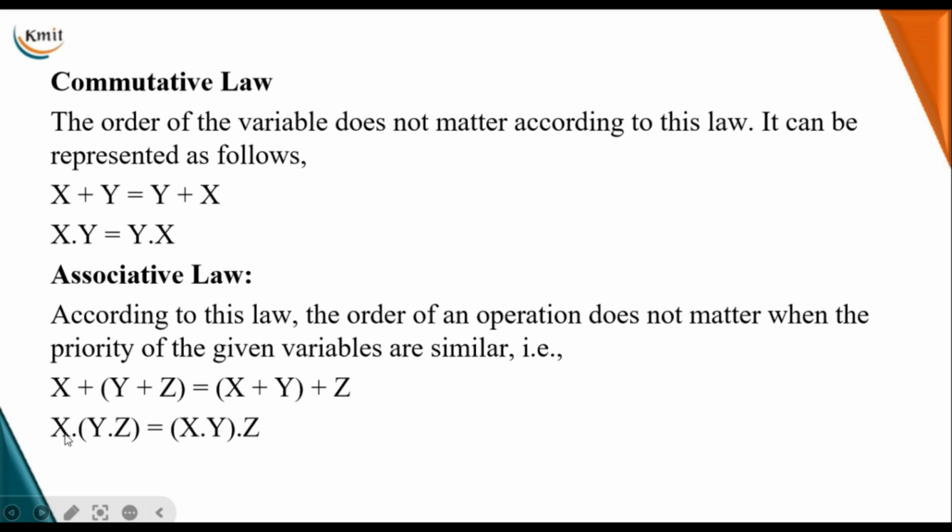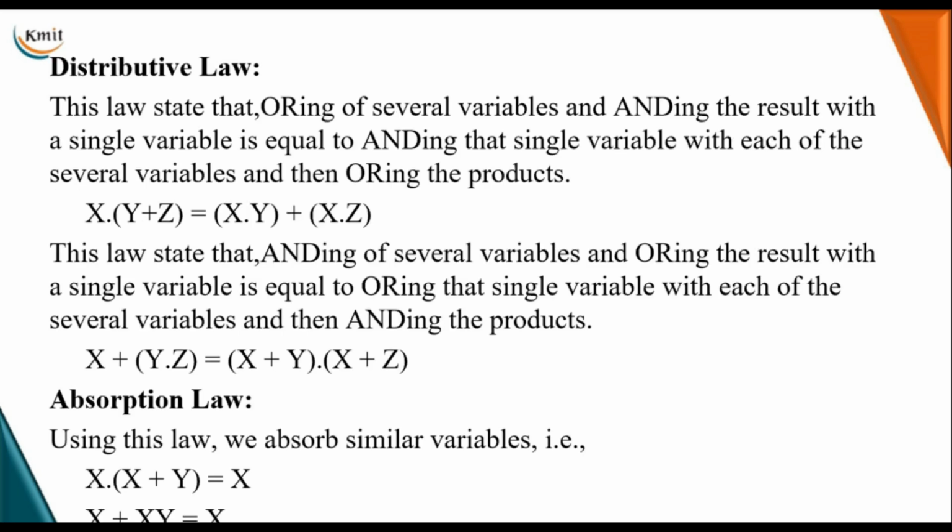So now, if I am replacing with the AND operation, then the associative law is: x AND (y AND z) is equal to (x AND y) AND z. So the distributive law states that ORing several variables and ANDing the result with a single variable is equal to ANDing the single variable with each of the several variables and then ORing the products.